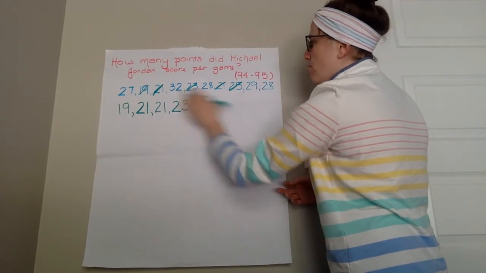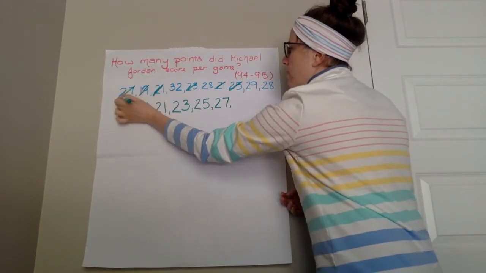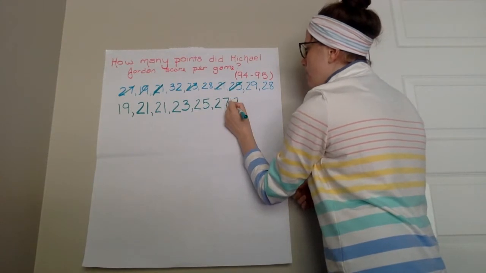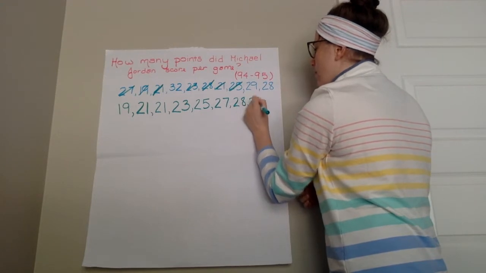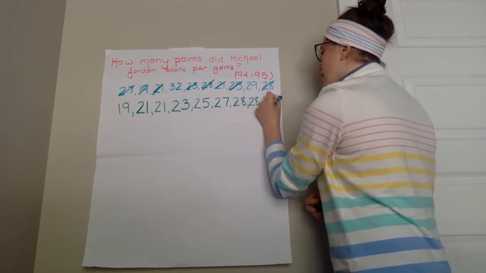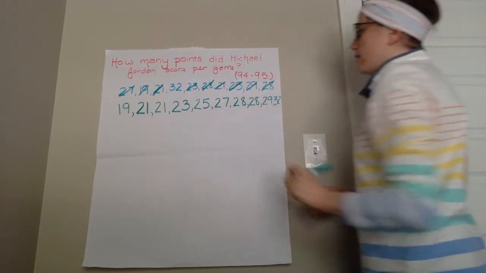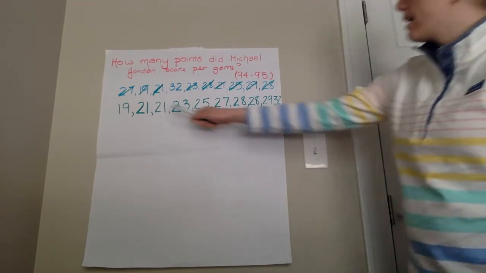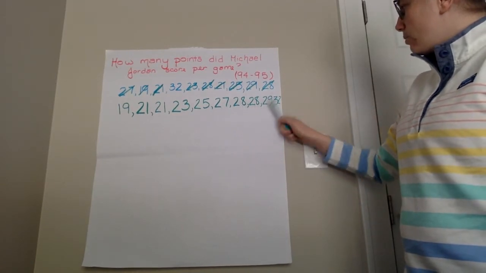26. Nope. 27. There's a 27. Make sure there aren't any other 27s. 28. There's a 28. There's another 28. Look if there's a 29. There is. There's only one number left, and that's 32. I'll put that on the end. Okay, so I've now written my numbers from least to greatest. I can check: 19, 21, 21, 23, 25, 27, 28, 28, 29, 32.